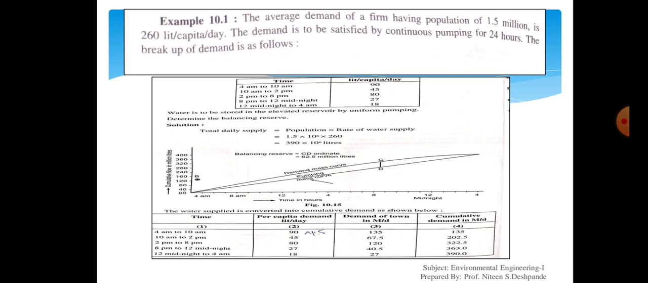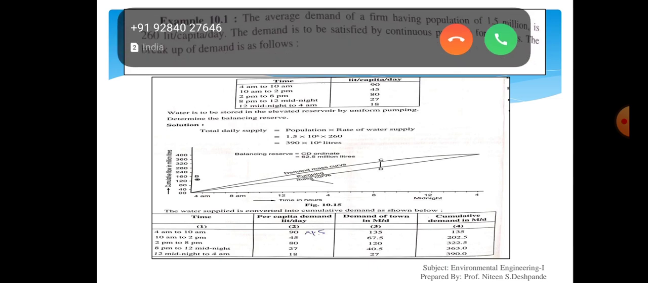Now to know the analytical method, we have to solve one numerical. We have to solve it by the graphical method, that is the mass curve method, and by the analytical method also. So we will see the numerical. What is given? The average demand of a town having population of 1.5 million is 260 liters per capita per day. The population of the town is 1.5 million, and the daily water demand is 260 liters per capita per day. The demand is to be satisfied by continuous pumping for 24 hours, meaning a continuous system is there.